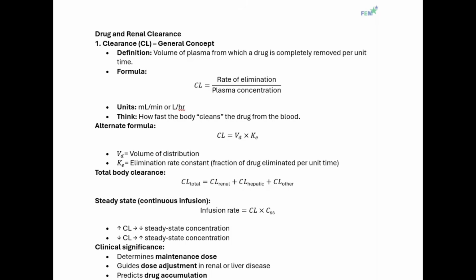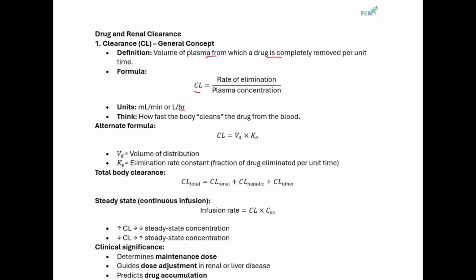And when we look at clearance, clearance is the volume of plasma from which a drug is completely removed per unit time. The first formula we can use to calculate clearance is the rate of elimination divided by the plasma concentration. So if the rate of elimination of that drug is increased, that means the clearance is going to be what? Increased. And of course, if the clearance is increased, that means the plasma concentration of that drug is going to decrease.